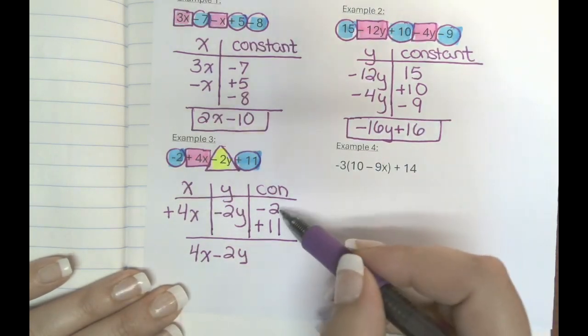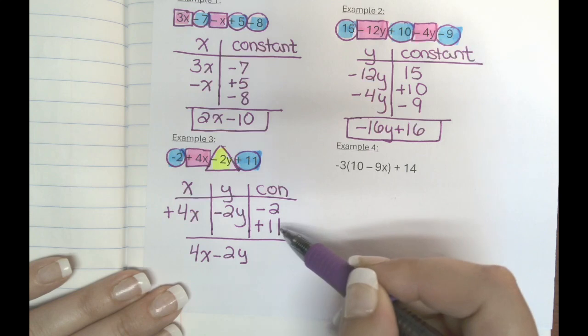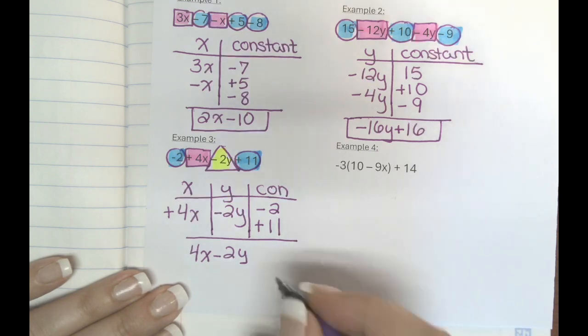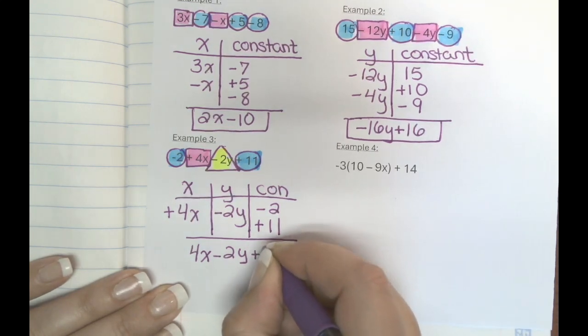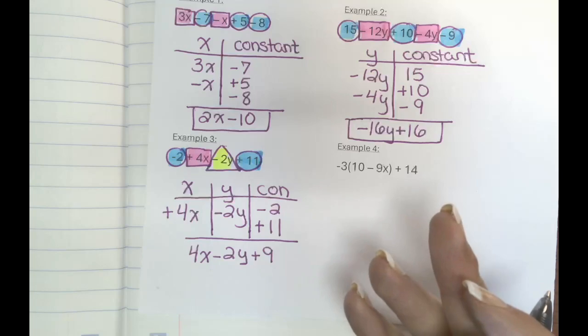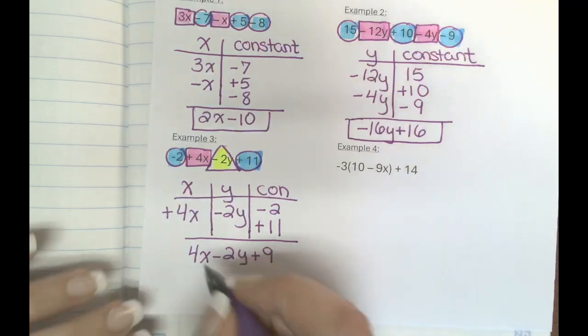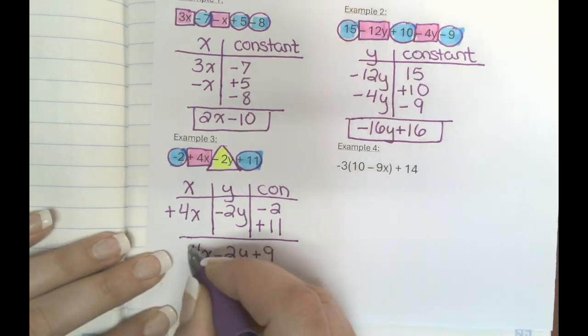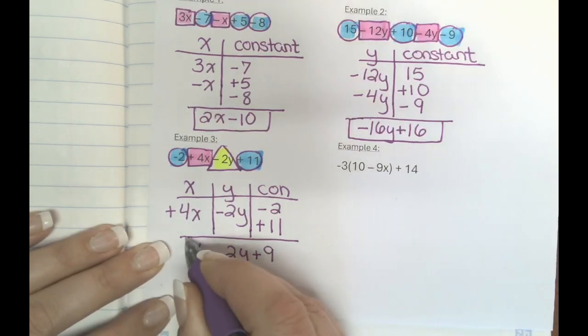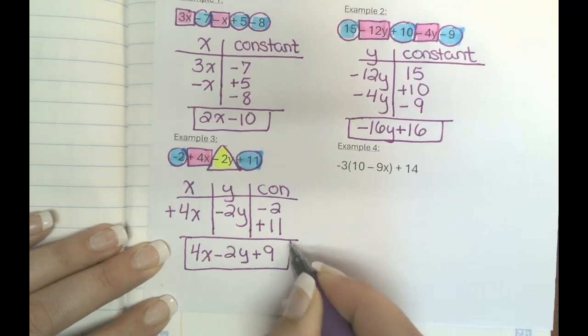And then if I have negative 2 plus 11, that would be a positive 9. So again, you have to put your plus sign or a positive sign out in front of the 9. You can't just have the 9 there without something connecting it because it is part of a different family. And this is actually as simplified as this expression is going to go.